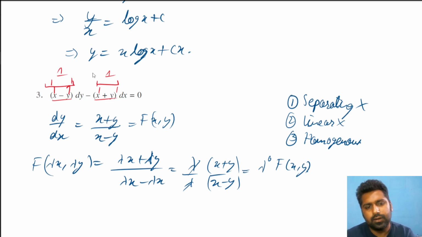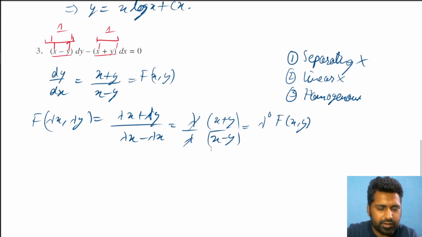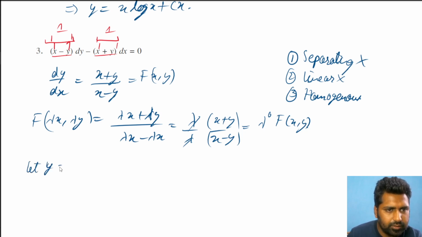We'll do this in the upcoming questions also, so you'll get comfortable with that. So anyhow, this was homogeneous. Now substitution, let y equal to vx, so dy by dx is equal to v plus x dv by dx.